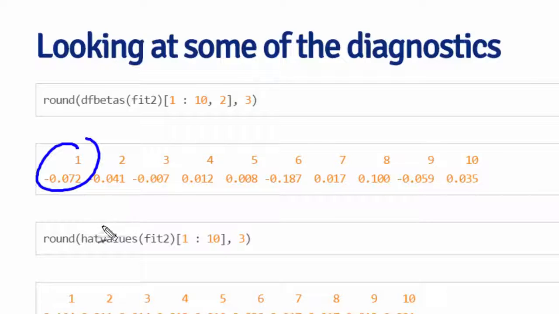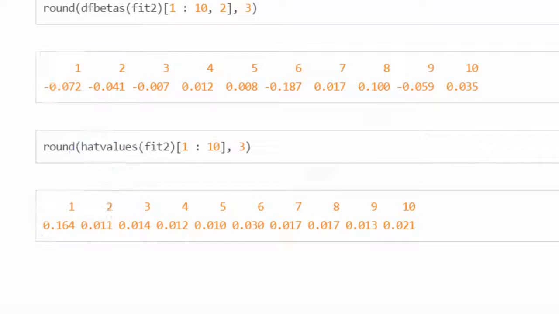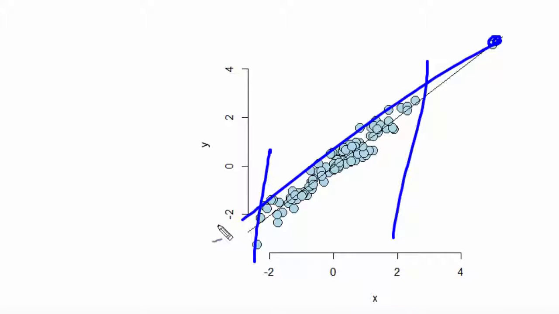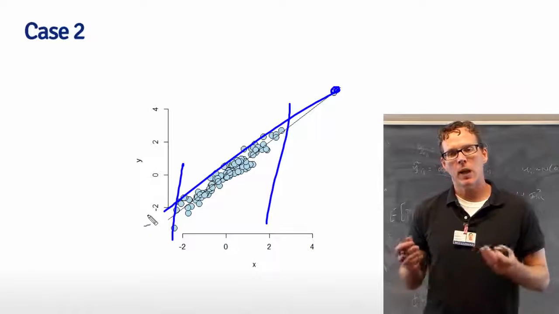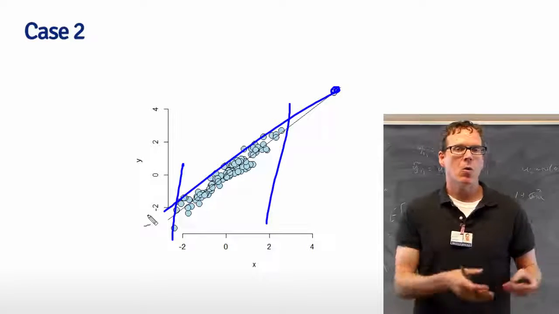However, if you look at the hat values, this has a much larger hat value than all the other points, a factor of 10 larger than most of the other points. Why? Well, if we go back, what we see is that this point is outside of the range of the x values. It's outside of the range of the x values, but it does adhere to the regression relationship. So it's going to have a large leverage value, but not a large DF beta or DF fits or some of these other things.